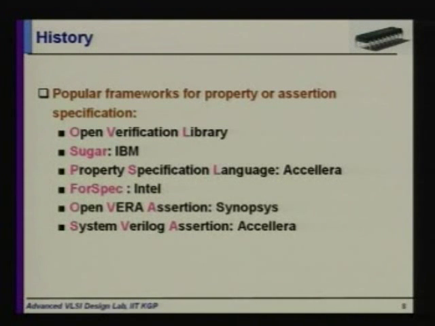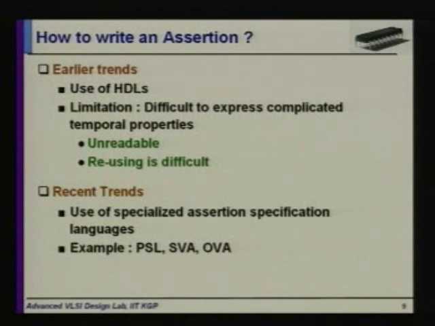The popular frameworks for assertion specification that people use are OVL, Open Verification Library, Sugar from IBM, Property Specification Language, PSL, from Accellera, ForSpec from Intel, OpenVera Assertions from Synopsys, and SystemVerilog Assertions from Accellera. But SystemVerilog Assertions are the more familiar one and a recent trend nowadays, and we will go through it in the next few slides. So how do we write an assertion?